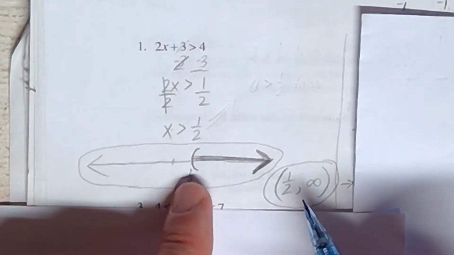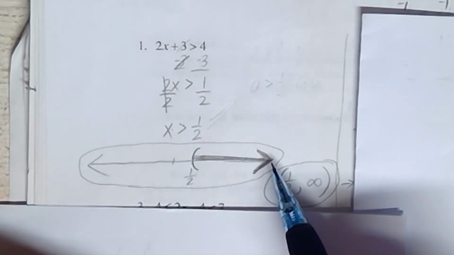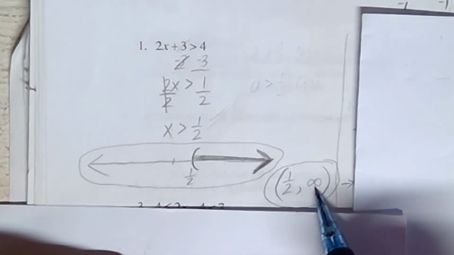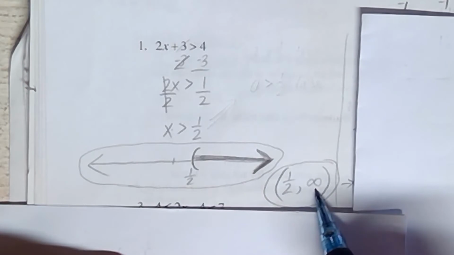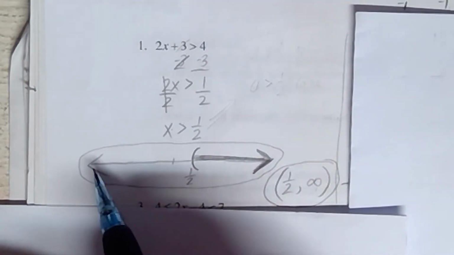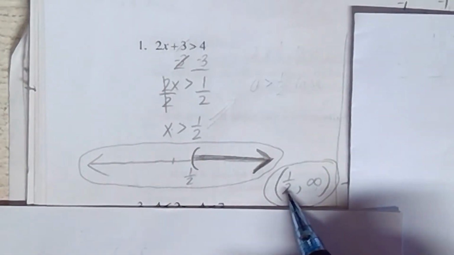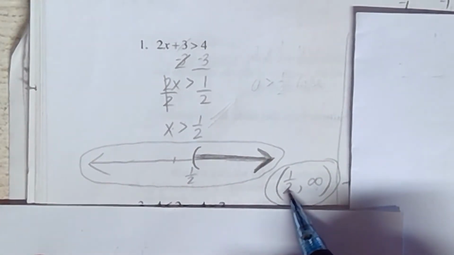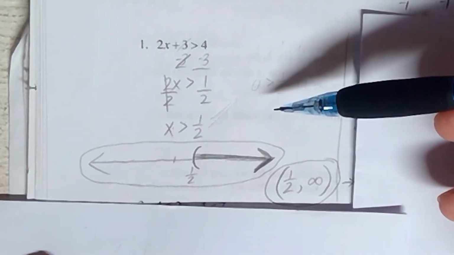The leftmost point is 1/2. The rightmost point, when it goes on forever to the right, just like on the domain graphs, ends at infinity after the comma. So if it goes forever to the right, the infinity is on the right. If it goes forever to the left, like it did in the very first problem that we did, then the interval notation starts with negative infinity on the left. So again, it's very similar to the domain problems in that respect.